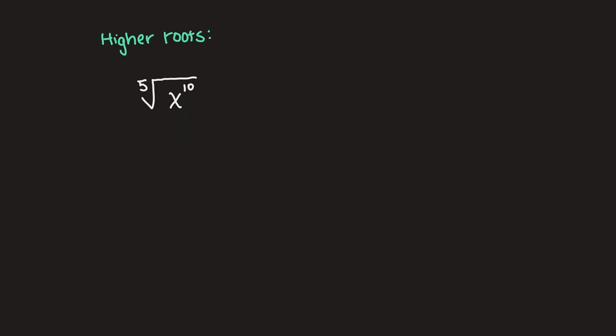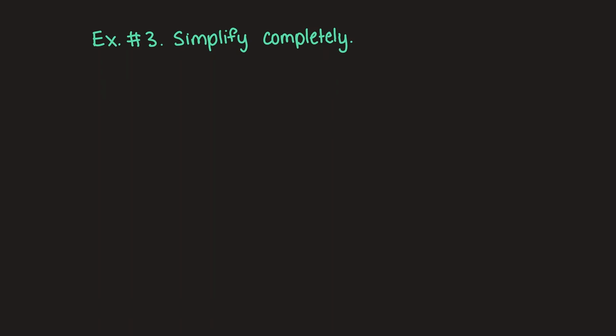Okay, let's try a few more examples. We want to simplify the following radical completely. Since the exponent on the variable is divisible by 3, we can rewrite this as x raised to the 15 over 3, reduce the exponent, and this simplifies to x to the 5th power.